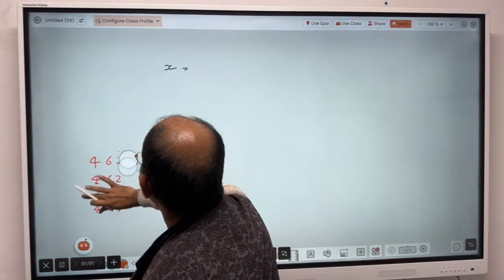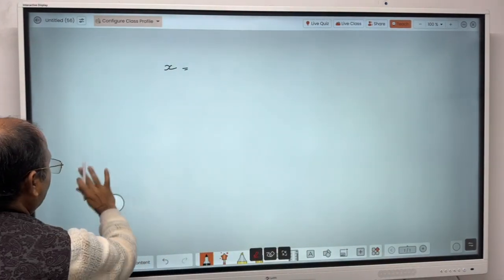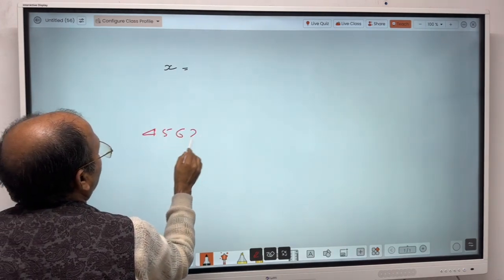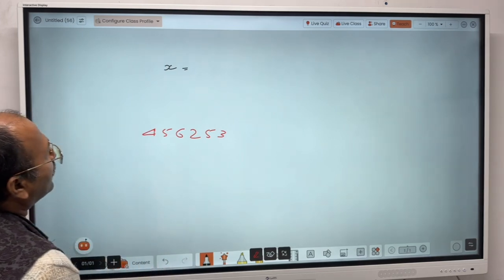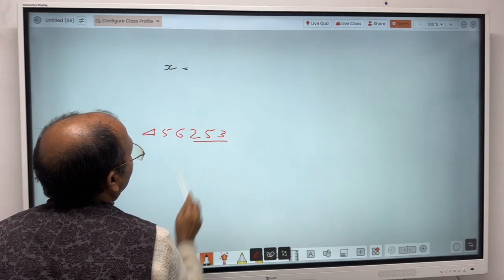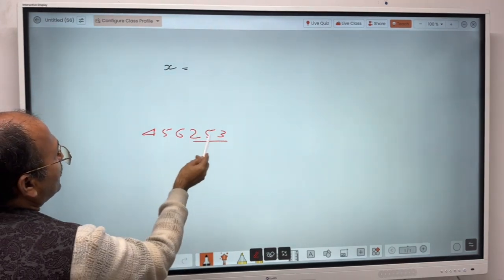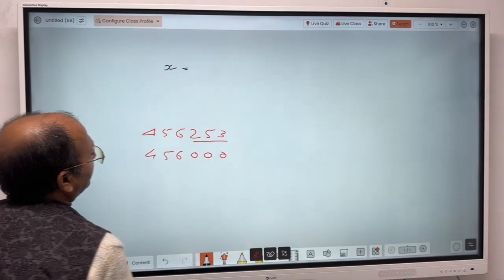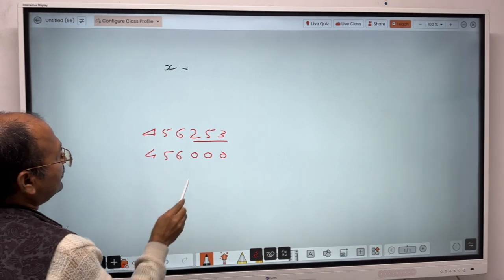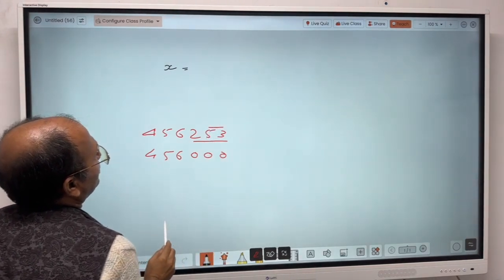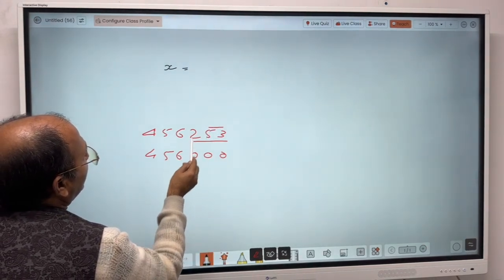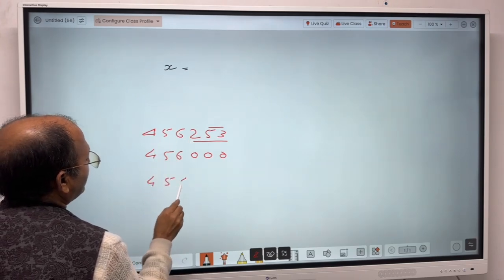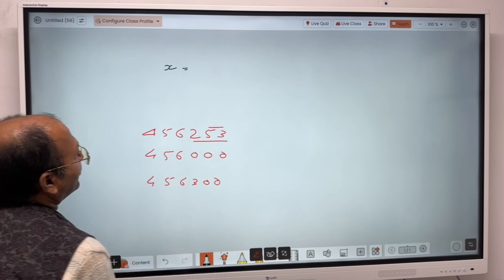Suppose I'm giving you another number. Suppose you are given, say, 45623 and you want to remove these 3 digits. So there is no problem. Put zeros. So 456000. But suppose you want to remove these 2 digits. Then this digit will experience the increment of 1. So this will become 456300.